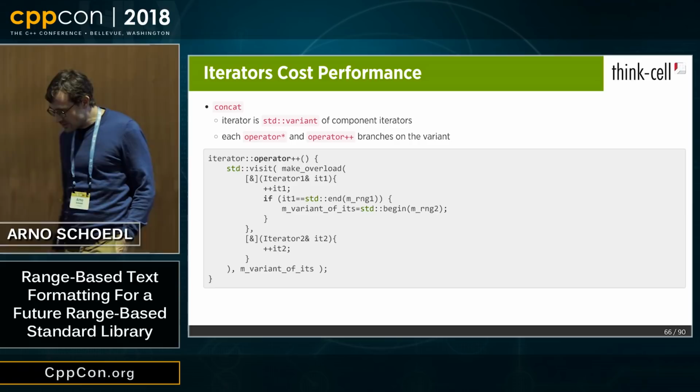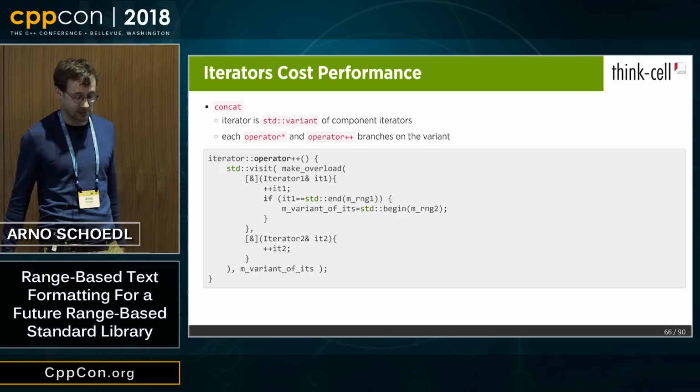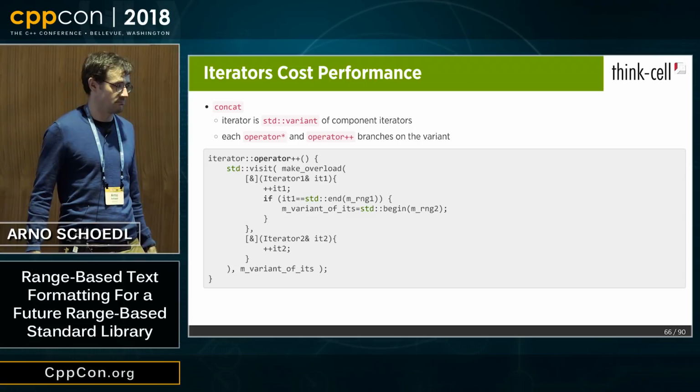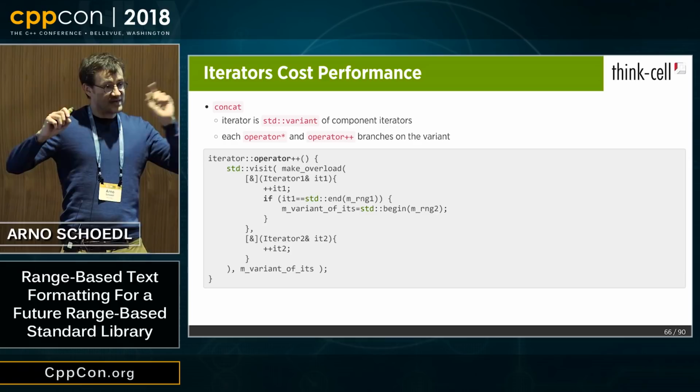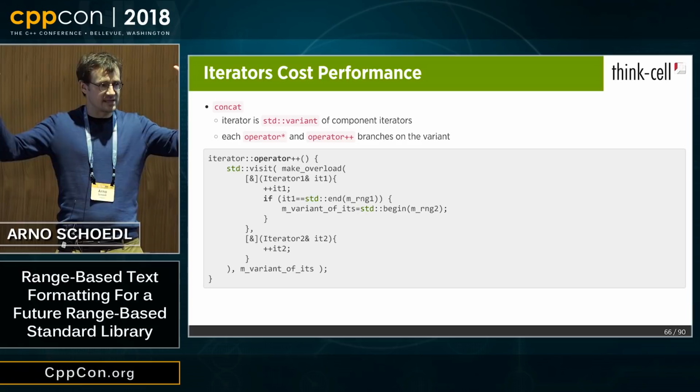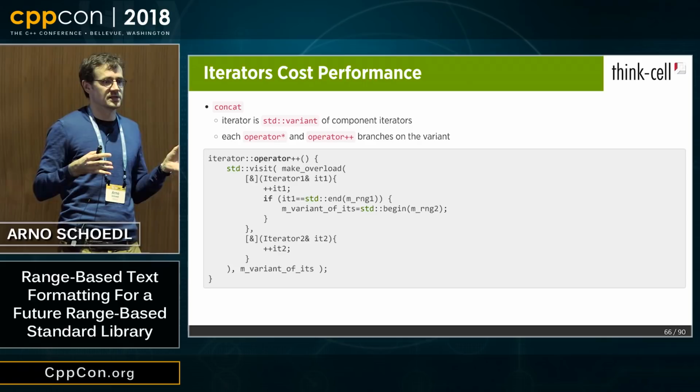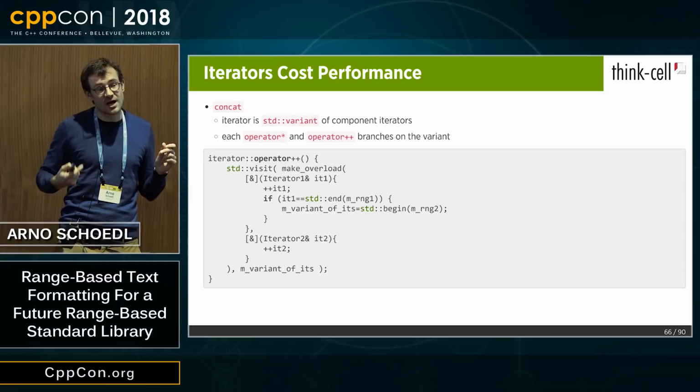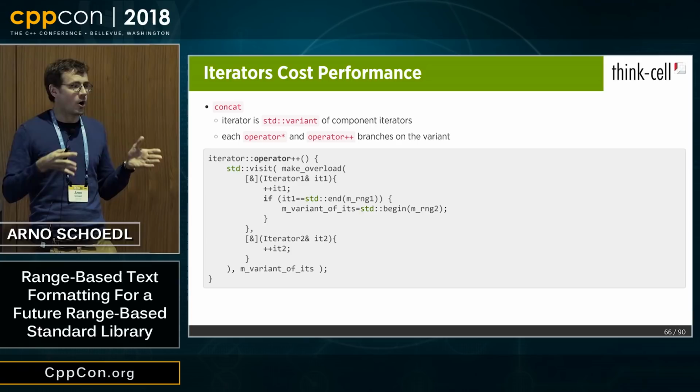Let's look at how the concat, which is very frequent, right? It's kind of the bread and butter to put things together. And what do the iterators of a concat look like? If you have multiple components in your concat, then the iterator may be any one of the iterators that are contained in your concat. So your iterator of the concat is really a variant of the iterator types of all the components you have. Now, each time you're doing an operation on the iterator, you have to branch on the current component that you are in.